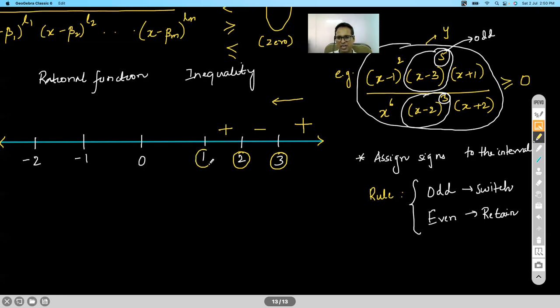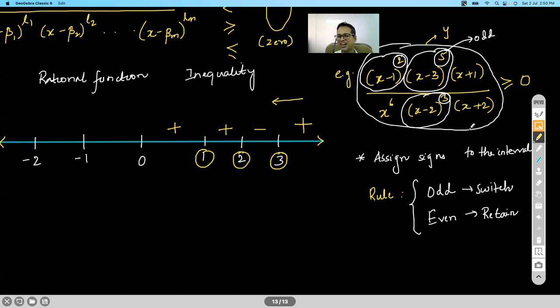The next number you see is a 1. 1 comes from this factor, correct? And this one has an even power. Even power means retain. So plus will remain a plus. Understood? Does it make sense?